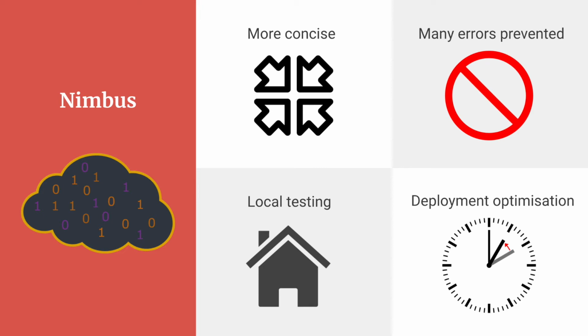Using Nimbus, the code and deployment configuration is much more concise. Many configuration errors are prevented at compile time without having to wait for long deployments. Nimbus provides functionality to test the integration of functions and other resources, and to deploy the application locally. Nimbus also does some optimization to speed up how long an individual deployment takes.